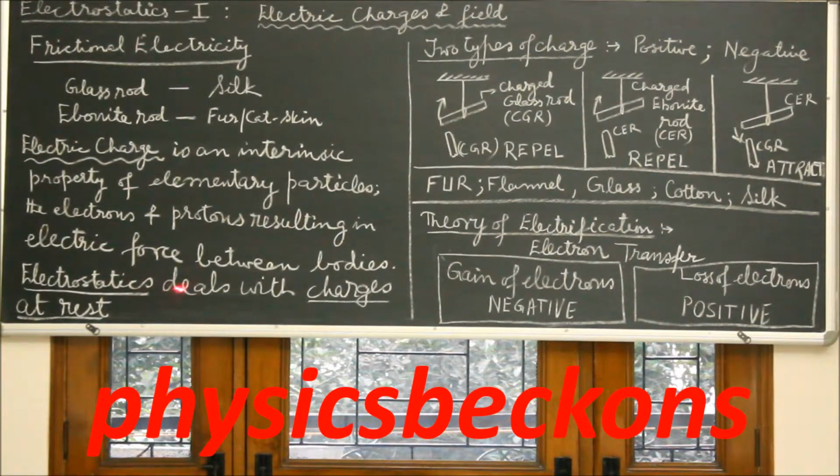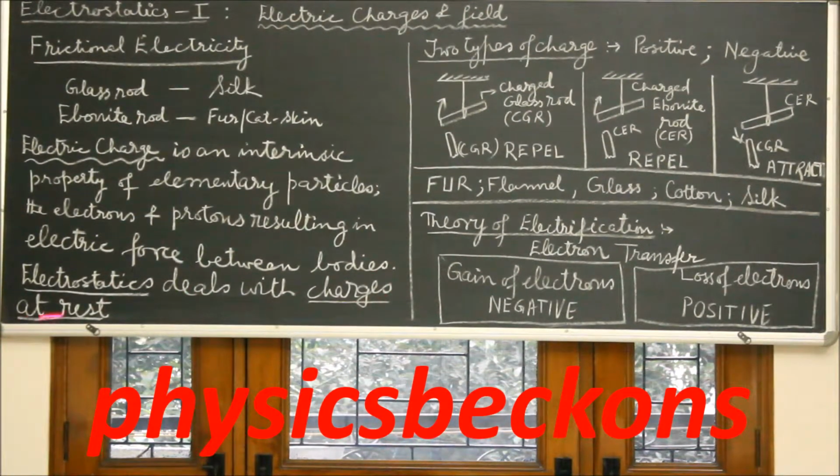In electrostatics, we deal with charges at rest, or stationary charges. Further studies show that there are two different types of electric charge, termed as positive charge and negative charge. The observations which led to the classification of charge are shown here.